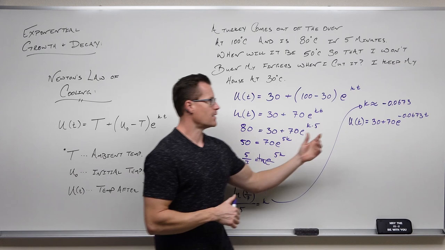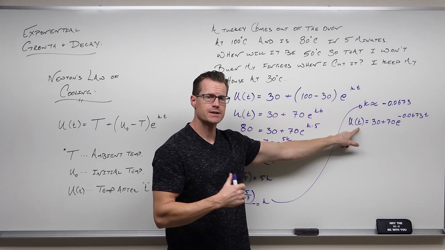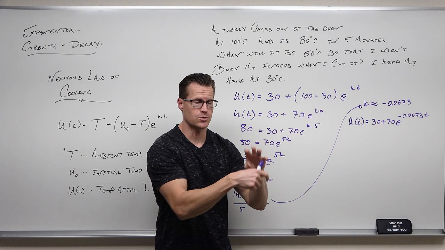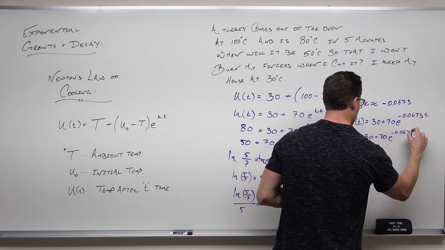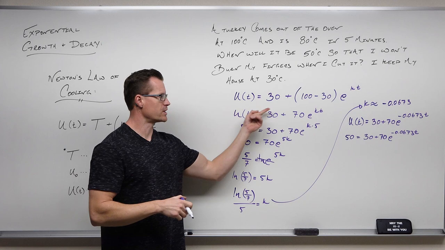So all this is set. How long says, what's the time when our future temperature is now 50? So how long is it going to take for it to hit a future value of 50? That's based on our original equation that we got. We just put our k in there, and now we're going to solve for that t.